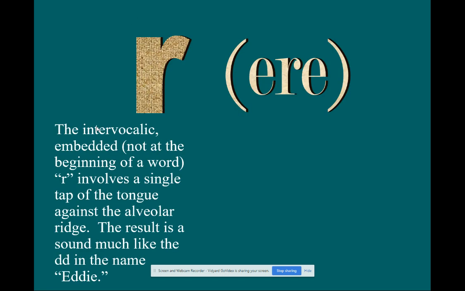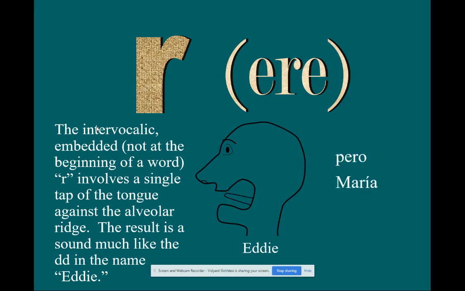Ere. The intervocalic R, embedded, not at the beginning of a word, involves a single tap of the tongue against the alveolar ridge. The result is a sound much like the DD in the name Eddie. Pero, María, arena.